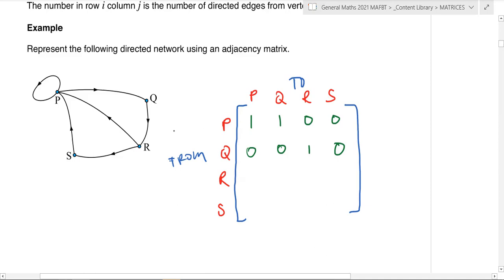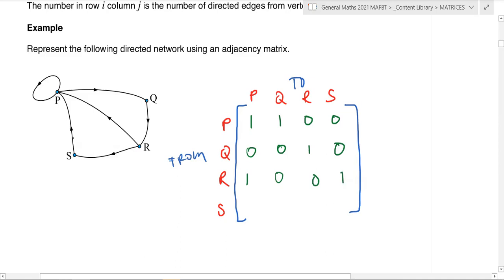R to P, okay, I can see from R to P there's actually one direct connection, a one-step direction. R to Q, well, there's an edge there, but that edge points only towards R. So R is the head and Q is the tail. It doesn't connect directly, so 0. R to itself is 0, there's no loop for R. R to S, you've got 1.